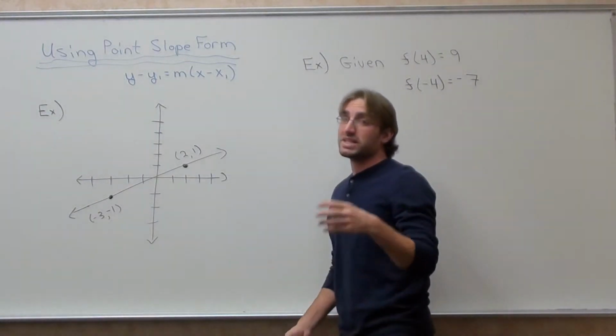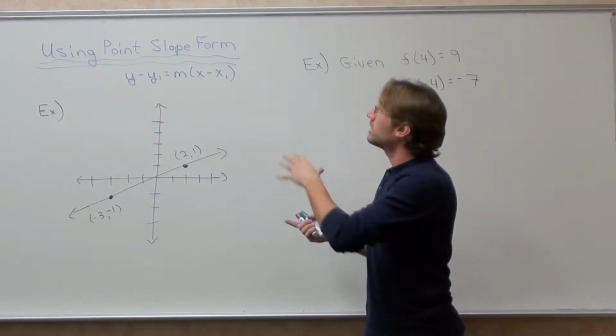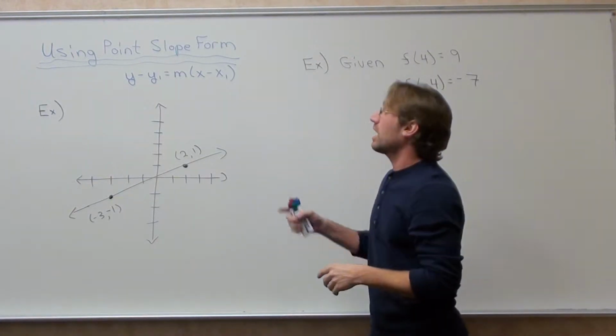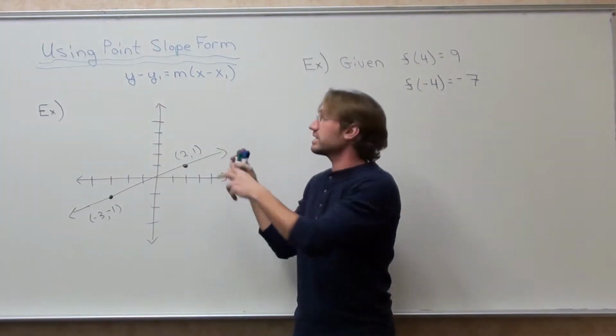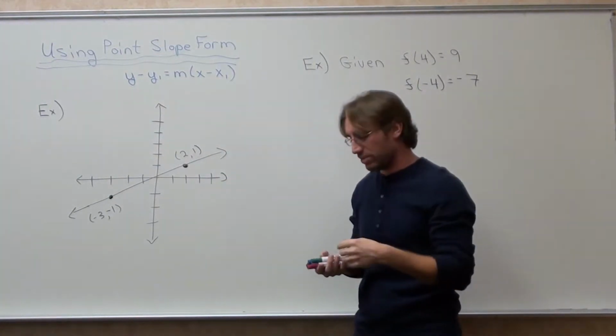Hello again. This is basically part 2 of our point slope, using point slope form lesson. And remember, point slope is y minus y sub 1 equals m times the quantity x minus x sub 1. And I got 2 more examples here.